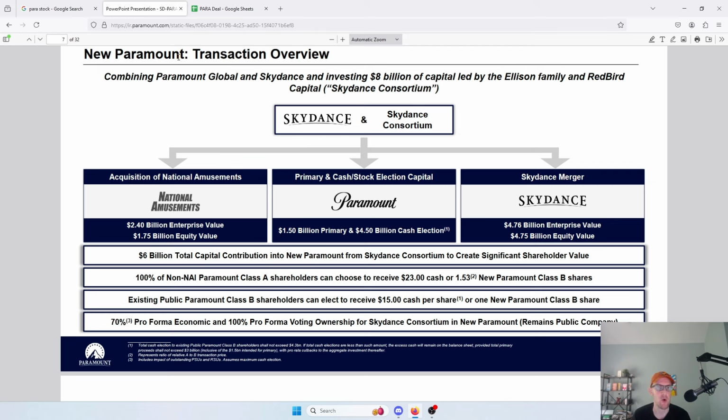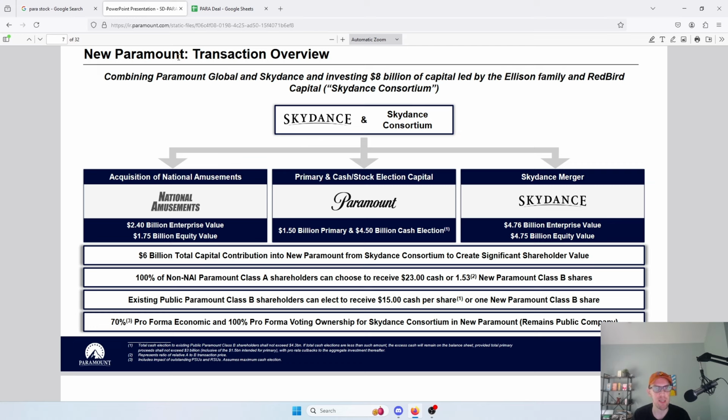With that control, they are making Paramount acquire Skydance at about a $4.75 billion equity, $4.76 billion enterprise value valuation, and they're doing that by issuing about 330 million shares at a $15 cash per share price point. So that's kind of the idea here. This $15 cash per share price point will be important in a second because there's another part of this deal.